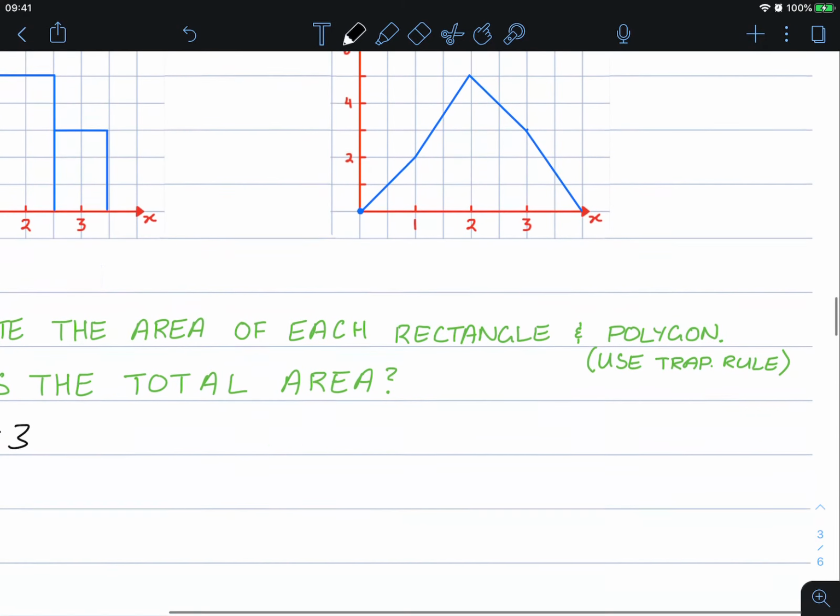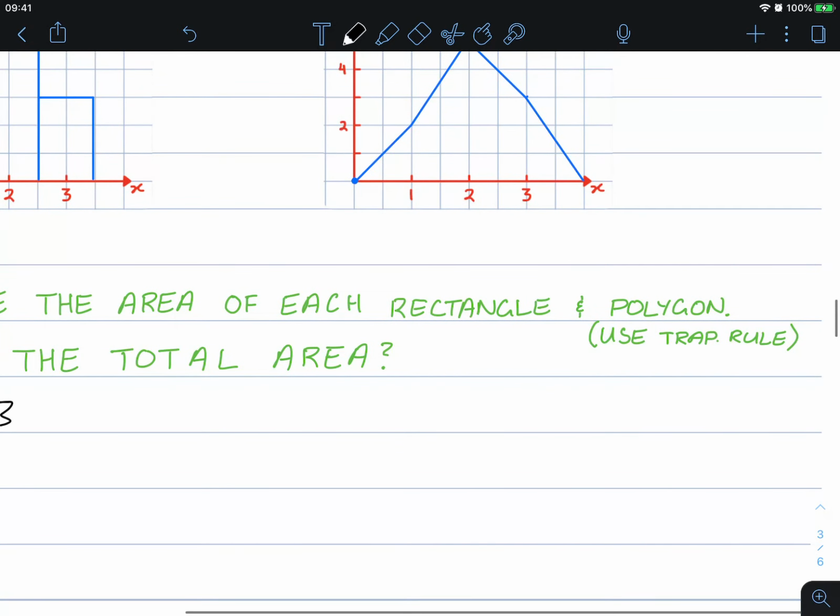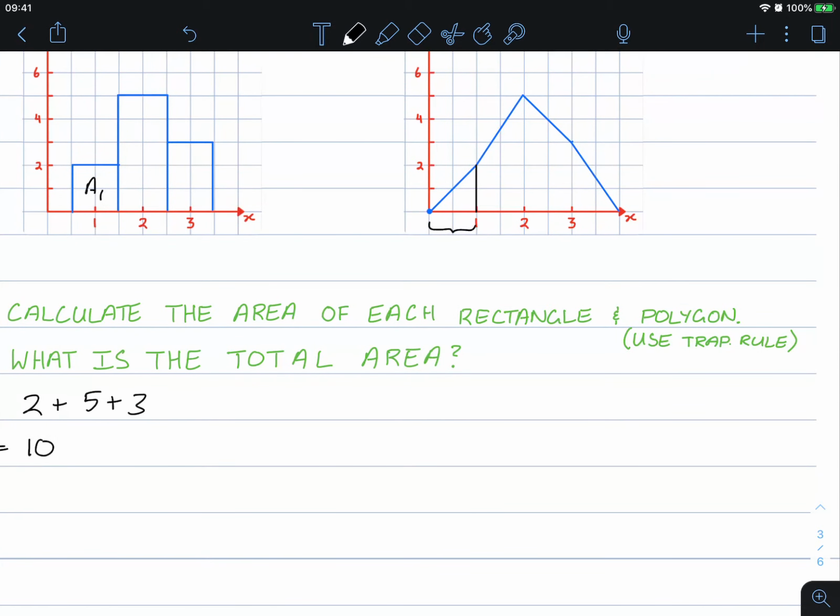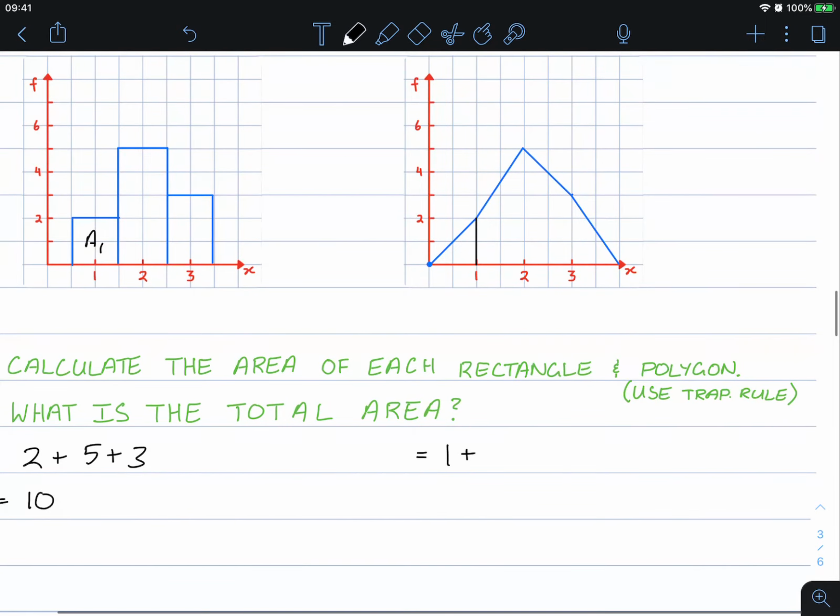This one's slightly harder, but I'll take you through it again. The area from here is just the triangle. That's 1 by 2 times half, so half base times height. So it's half times 1 times 2, which is 1, plus, taking it from that area to this area here, it's going to be half the height, which is 1, so 1 over 2 times the first, which is 2, plus 5.